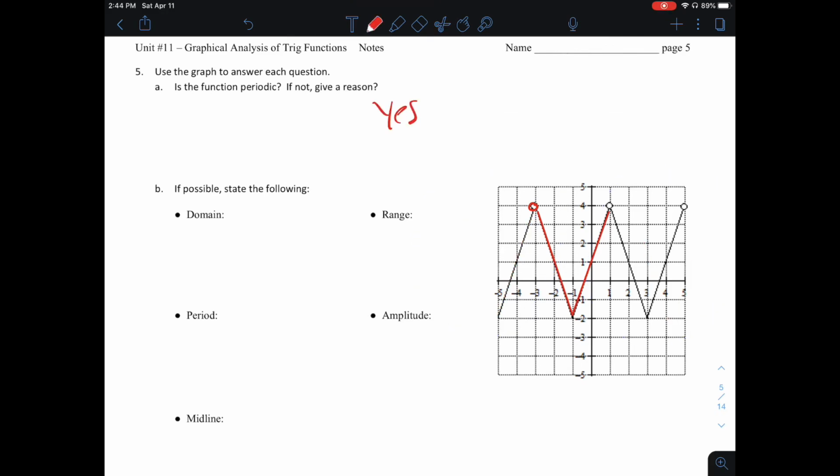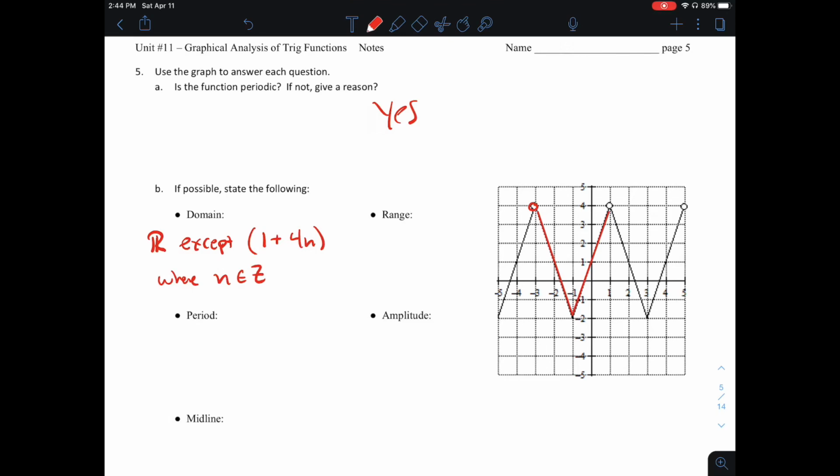What's the domain? Well, it's all real numbers except for the locations of these holes. So I'm going to say all real numbers except, pick a location of one of the holes. I'll pick the first positive one. You could pick -3, you could pick 1, you could pick 5, you can pick whatever you want. I'm going to choose 1. Plus, how far apart are each of these holes? 1, 2, 3, they're 4 apart. So plus 4 times n, I have to define n, where n is an integer.